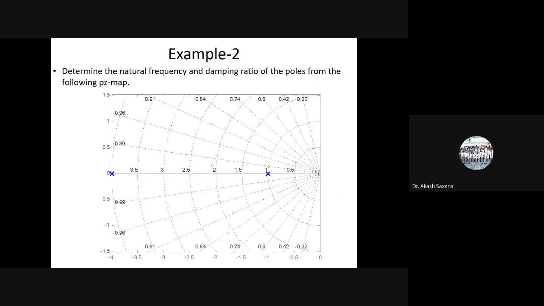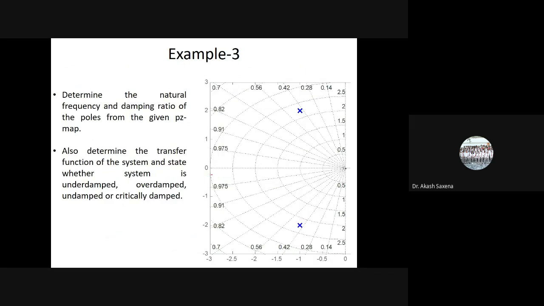Now, determining the natural frequency and damping ratio from the poles of the PZ map. So here the PZ map is indicating the poles, and I can locate my poles over here. You just see, this will be the value of the radius, and the radius will be giving the natural frequency. The natural frequency of the closed loop poles of a second order system is 2 radian per second and the damping ratio is 0.5.